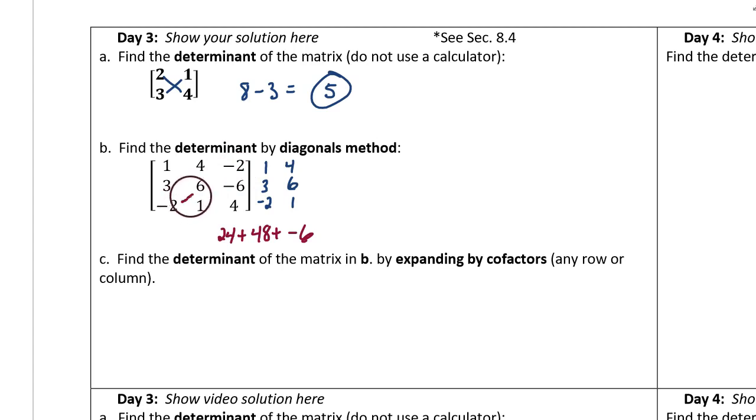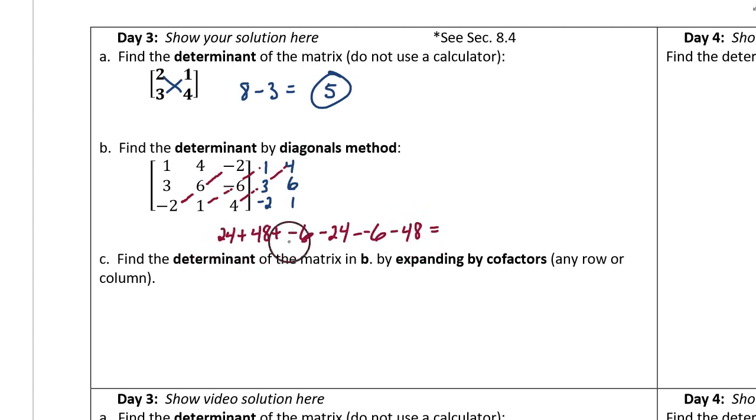So negative 2 times the 6 times the negative 2. That makes 24, and we're going to subtract that 24. Now 1 times the negative 6 times the 1. That's negative 6. We're going to subtract that negative 6. And then 4 times the 3 times the 4. That's 48. We're going to subtract that 48.